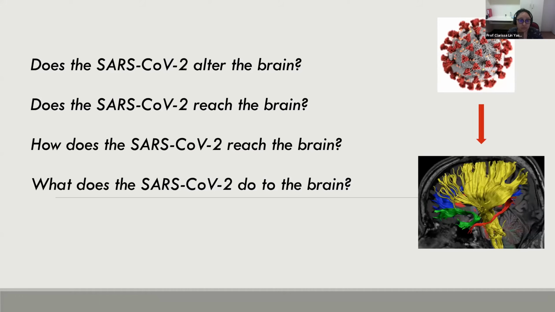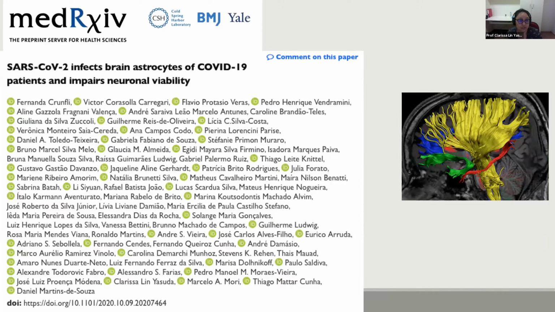And then we raised some questions. Does the SARS-CoV alter the brain? Does it reach the brain? How does it reach the brain, and what can it do to the brain? So as Professor said, this has been submitted and it's now under review, but it is available as a preprint where we can see most of these results.